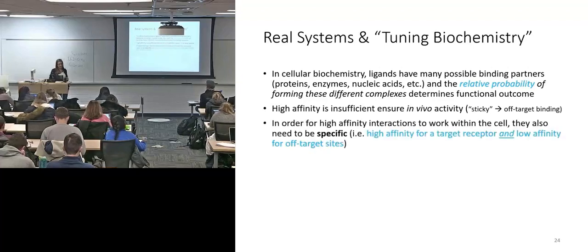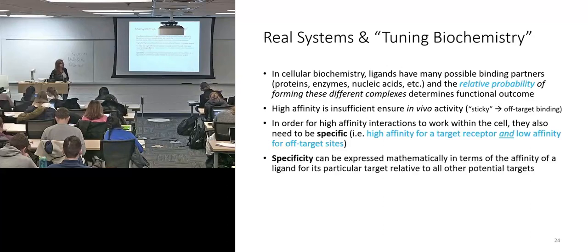In order to have high affinity interactions work within a cell, they also have to be very specific. So you need high affinity for your target receptor and low affinity for all of the other receptors. Okay? So we're looking for a KD that's really tiny for the receptor of interest and high KDs for everything else. So specificity can be expressed mathematically in terms of the affinity of a ligand for its particular target relative to all the other potential targets. Like I said, it's a relative probability, so maybe not so surprisingly, this is about to look like target of interest on the top, the sum over all the other possible targets on the bottom. So this is what we're building to.